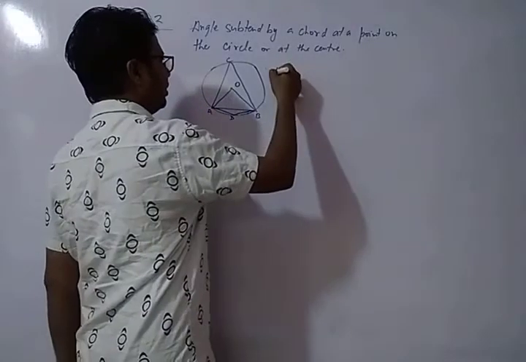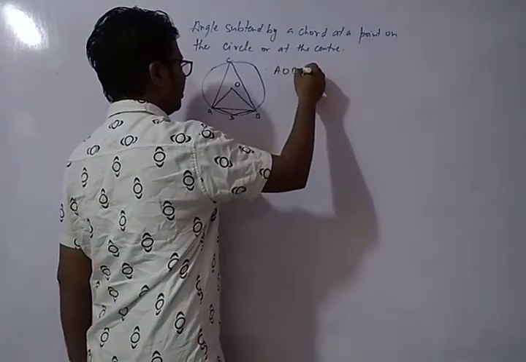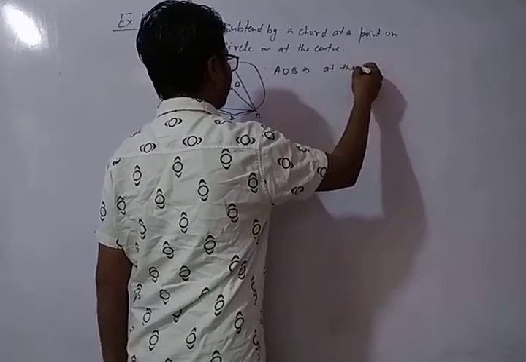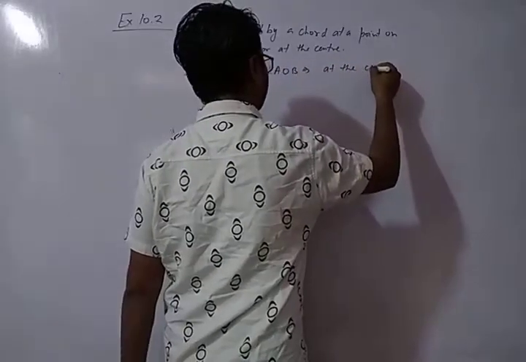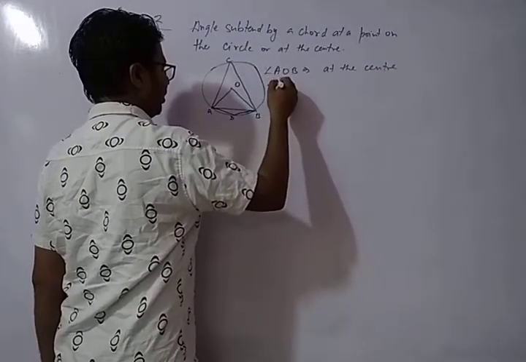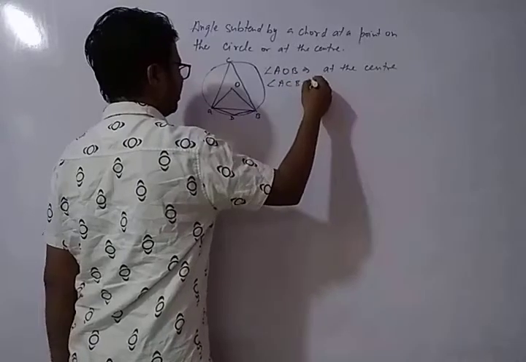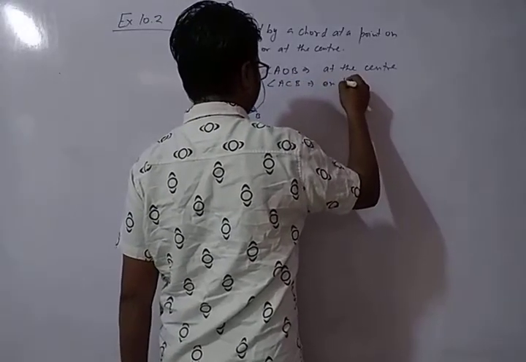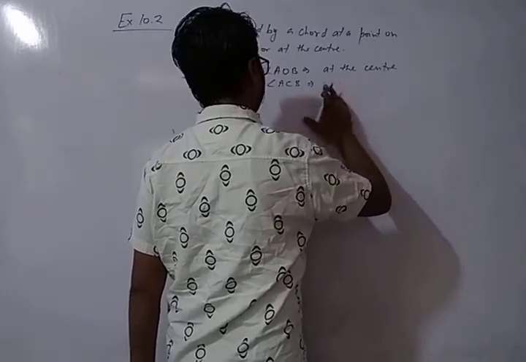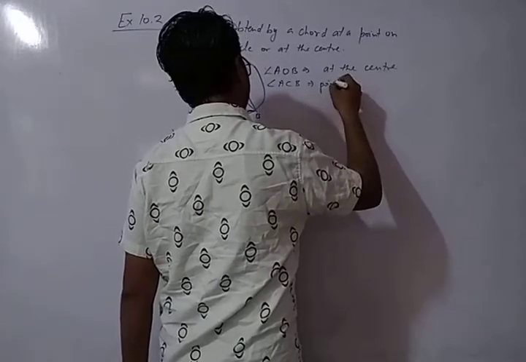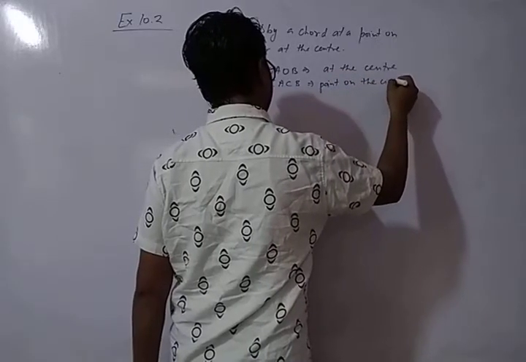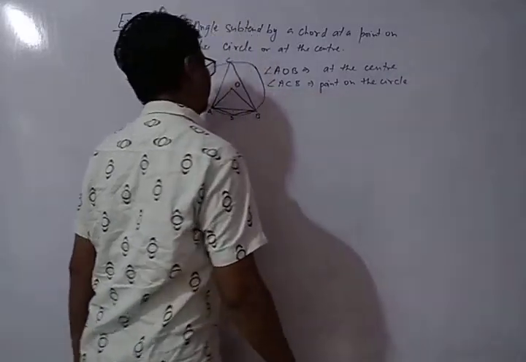Now see that AOB at the center, angle ACB on the circle, point on the circle. यहाँ पर लिखोगे point on the circle. Clear?